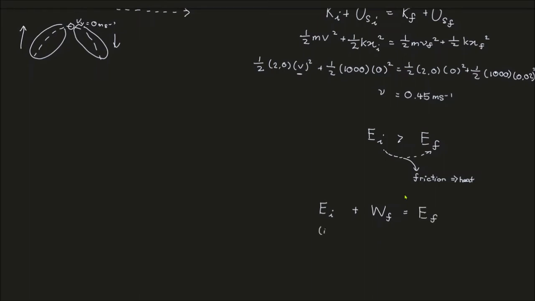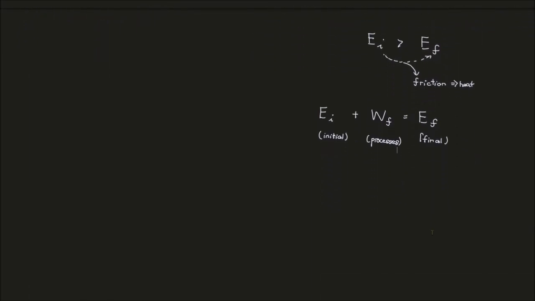So this is the initial, this is the final, and to go from initial to final, you undergo certain processes. This process causes loss of energy. That's why EI is greater than EF. So if EI is greater than EF, then this work done by friction here has to be negative.